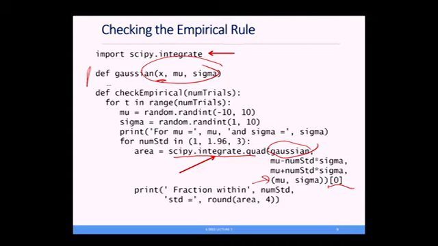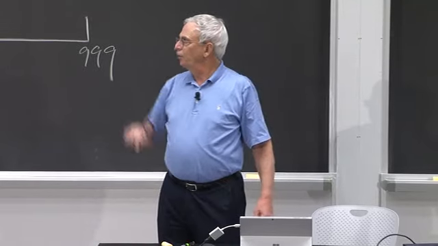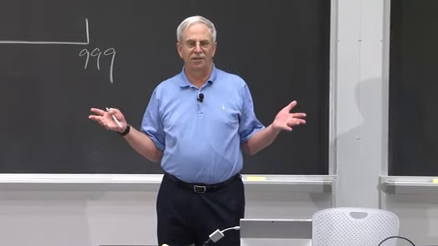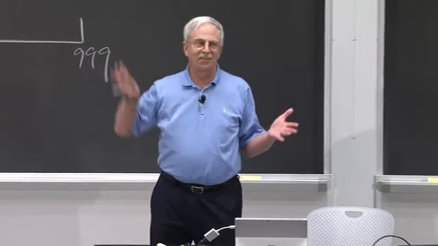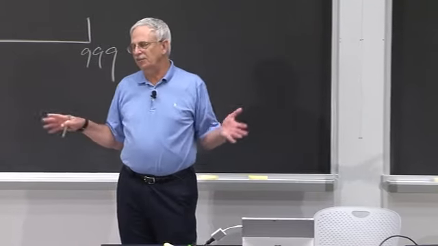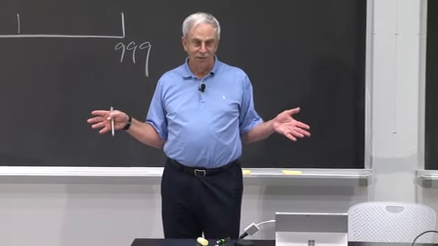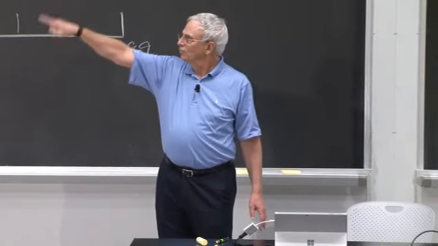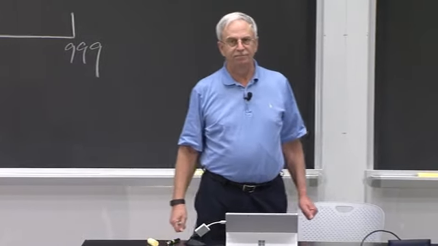For t in range number of trials, I'm going to choose a random mu between minus 10 and 10, and a random sigma between 1 and 10. Doesn't matter what those constants are. And then for the number of standard deviations in 1, 1.96, and 3, I'm going to integrate Gaussian over that range. And then we're just going to see how many of them fall within that range. In some sense, what we're doing is we're checking the empirical rule. We're saying, take a Gaussian, I don't care what mu and sigma are, doesn't matter. The empirical rule will still hold, I think. But we're just checking it here. OK?